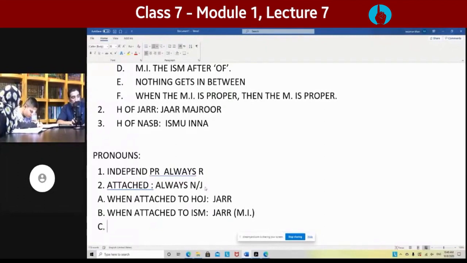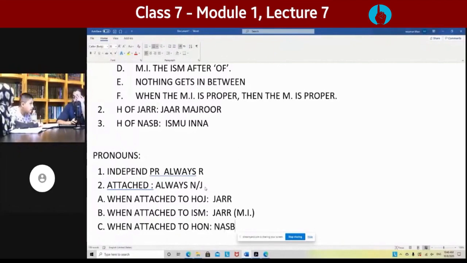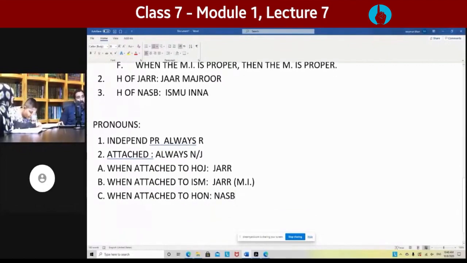We'll review that later on more. When attached to a harf of nasab, take a guess. Nasab. Yep. So they're jar twice: if they're attached to a harf of jar or to an ism, they're jar. And so far they're nasab once: when they're attached to a harf of nasab, they're nasab. That's your pronouns. And you should write in your notes, page 18, just so you know where that came from.